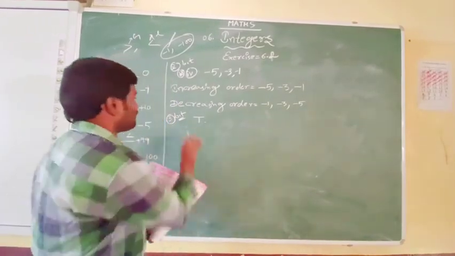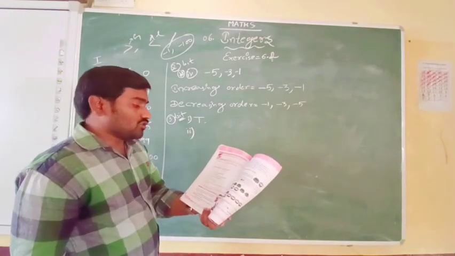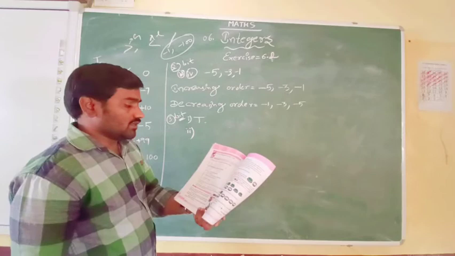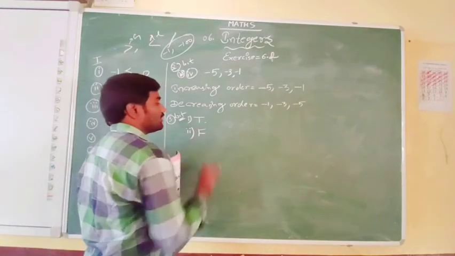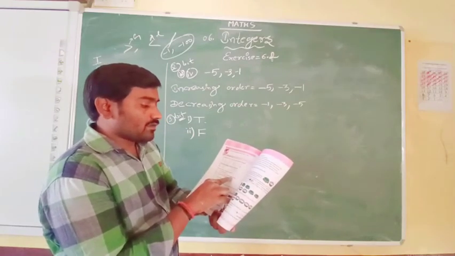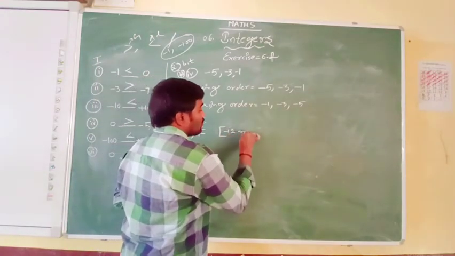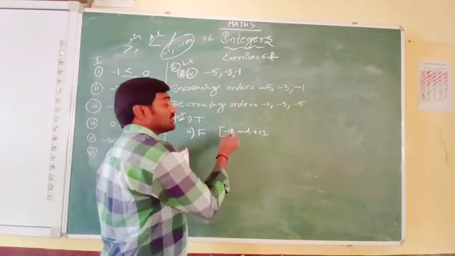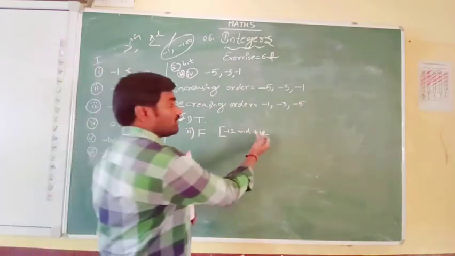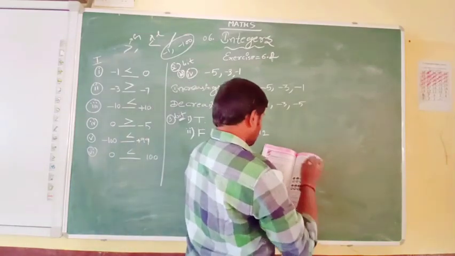Then we go for the second one. -12 and +12 represent the same integer on the number line. No, here it is a false statement. No, they are not the same integers. Here -12 and +12 are not the same integer, because -12 is 12 units to the left side of 0, and +12 is 12 units to the right side of 0. They are not the same.